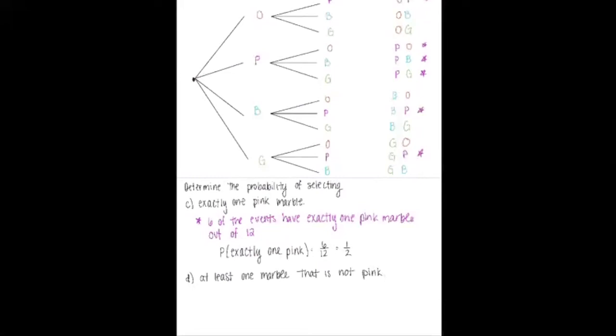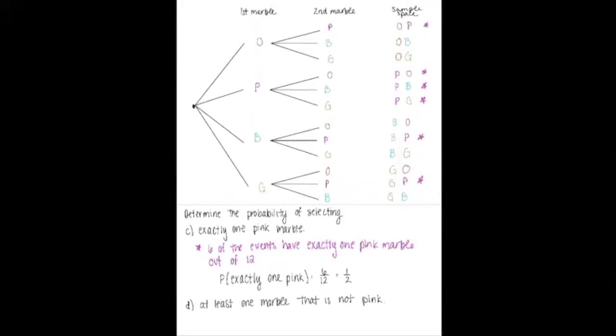A little more. Sorry, blocking half of it. All of these contain at least a marble that's not pink. Okay, good. So every event satisfies this. So what's your probability? All 12 out of 12. So you have a 100% chance of selecting a marble that's at least not pink.